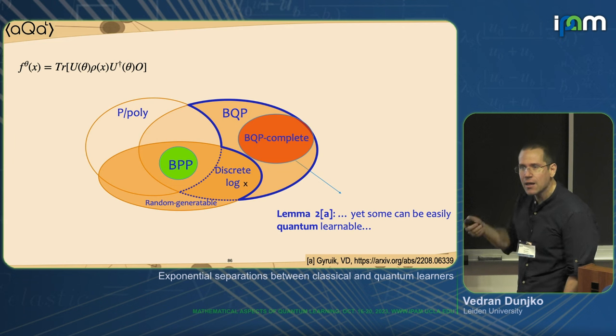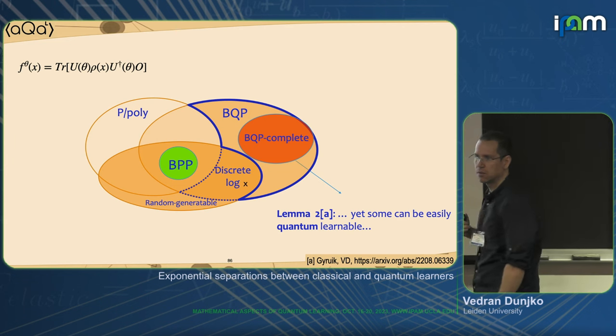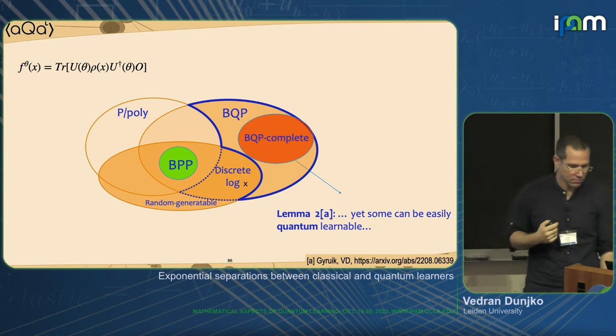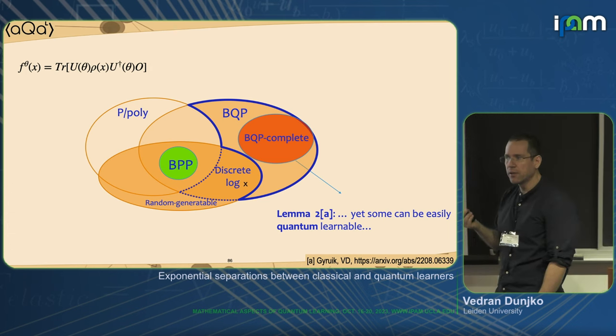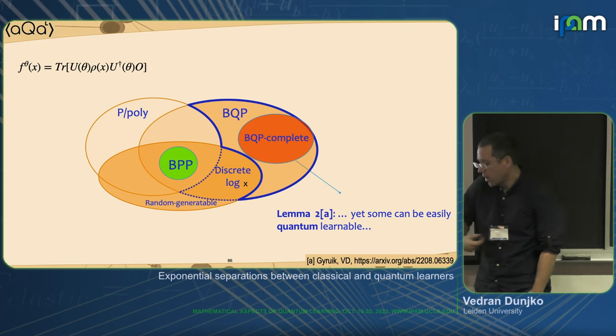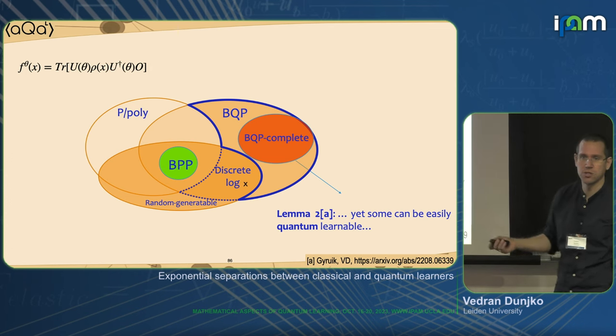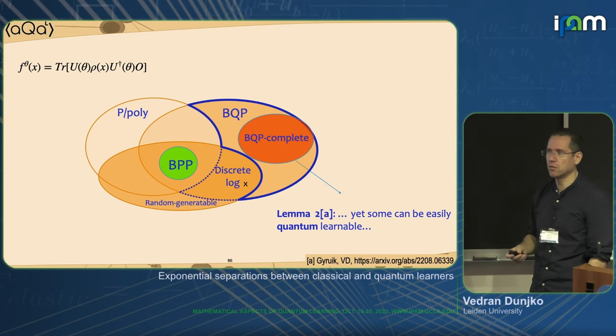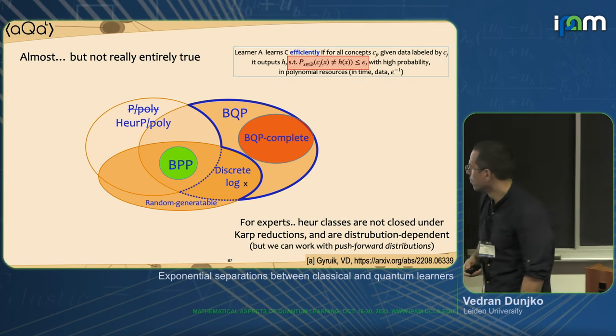Lemma 2: I can learn them quantumly in some cases. Now, this is the underwhelming part. I simply take a polynomially sized concept class. Then I test. I try out every single concept, and I pick the one which is the best fit, and with high probability, that's the right outcome. Good.